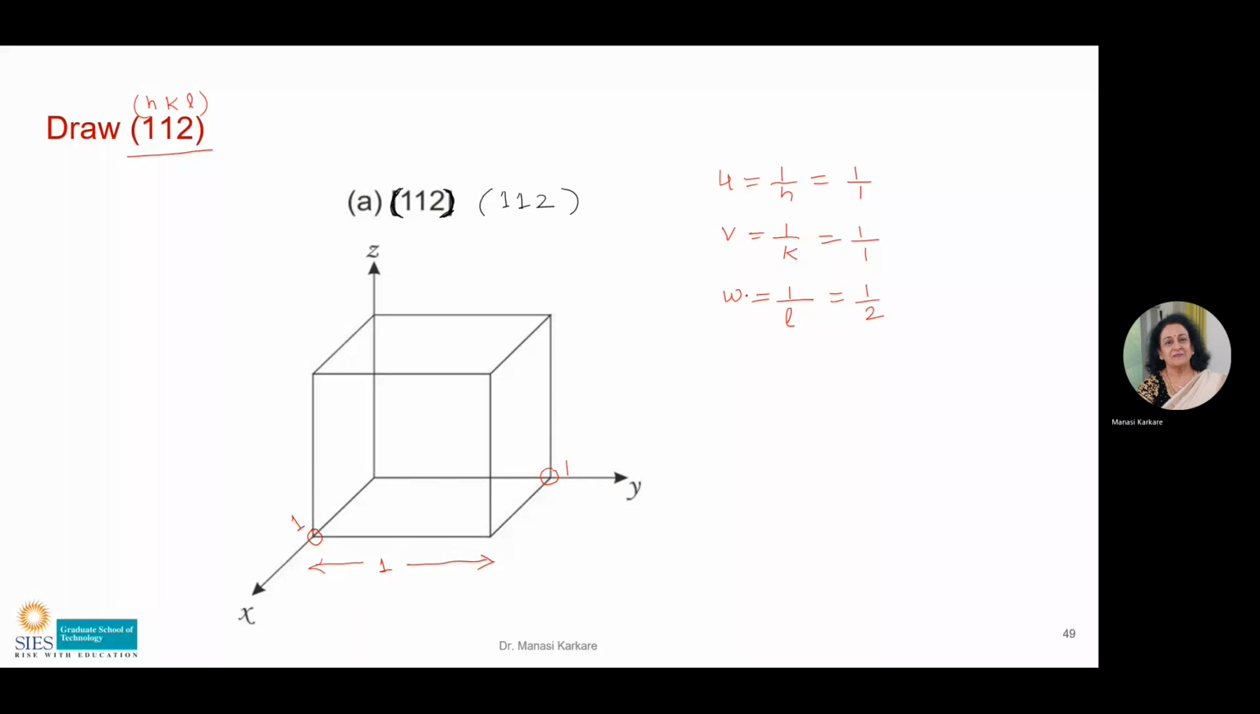And z-intercept is 1 by 2. From here to here, the length of this side is 1. Approximately find out the midpoint. So this will be 1 by 2. So x-intercept, y-intercept, and z-intercept, you have marked the 3 intercepts. Now you have to draw a plane passing through these 3 intercepts. So the plane will be like this.